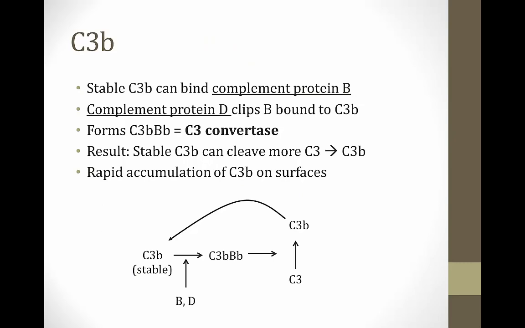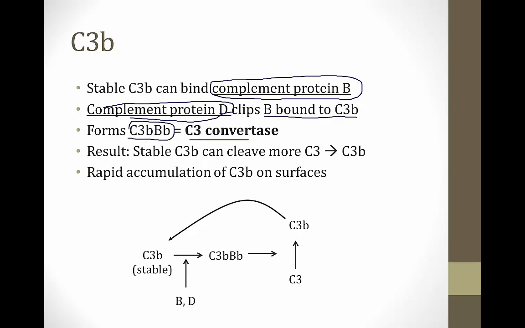The reason stable C3b is so effective via the alternative pathway is because stable C3b can create more of itself via a positive feedback loop. The way this works is that stable C3b binds to something called complement protein B. Then there is another complement protein called protein D, which can clip B that is bound to C3b. This creates a molecule called C3bBb, which is a C3 convertase that can make more C3b.